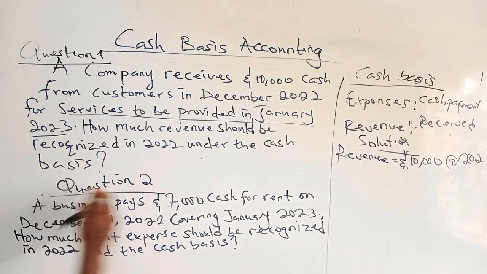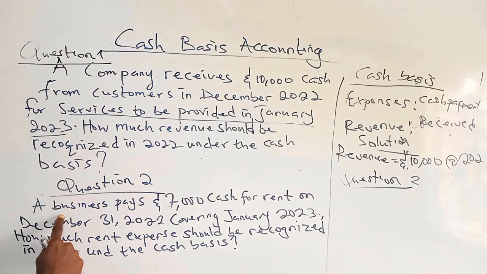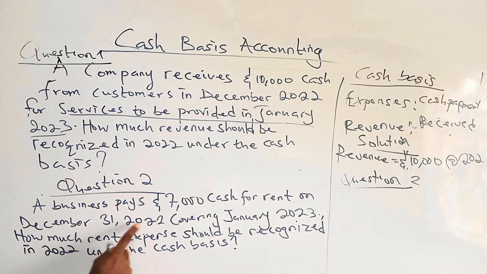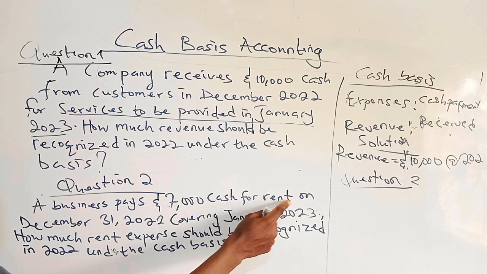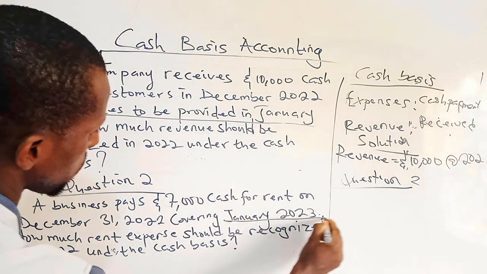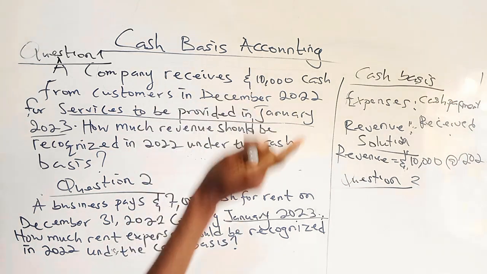That's for question one. For question two, the question says a business pays $7,000 cash for rent on December 31st, 2022, covering January 2023. How much rent expense should be recognized in 2022 under the cash basis? This business has paid $7,000 cash for rent on December 31st, 2022. This payment is meant for 2023, so the company has not yet enjoyed the service, but they have paid in advance.